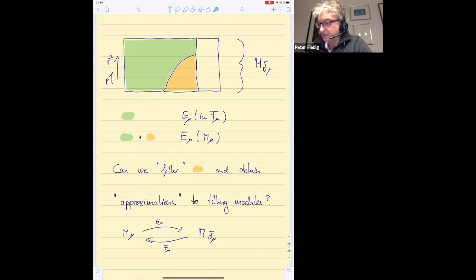This gives you an algorithmic construction of the tilting modules, but also it gives you an idea of how to approximate between Weyl modules and tilting modules, because the difference between a Weyl module and a tilting module is the difference between this image of f mu and the actual mu. So the idea is to filter this yellow part in order to get approximations to tilting modules.